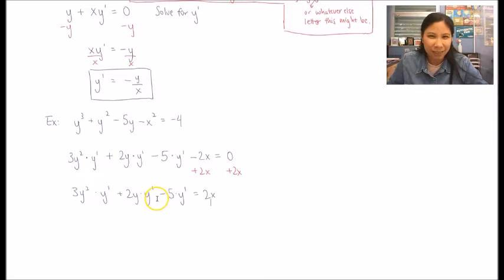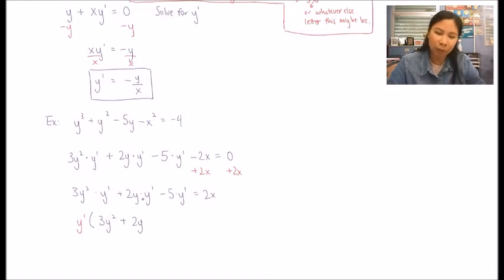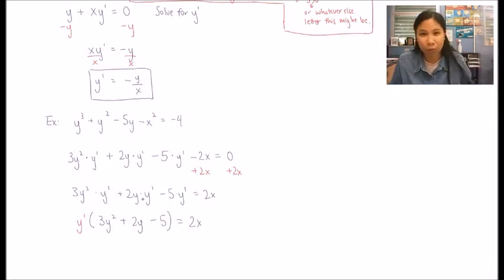I need to isolate it, just have one. So I'm going to take out a greatest common factor of y prime, because if I do that, then it puts it in just one spot, because factoring out a y prime from the 3y squared times y prime leaves me with just 3y squared plus, and then the 2y times y prime, the y prime will come on the outside, leaving me with just 2 plus 2y, and then minus 5 equals 2x.